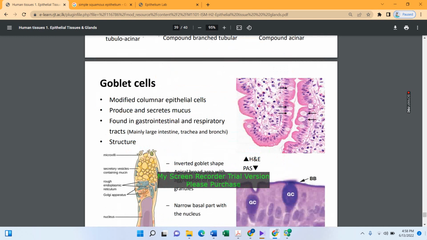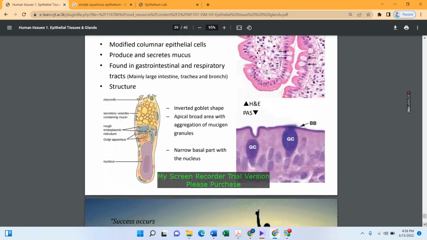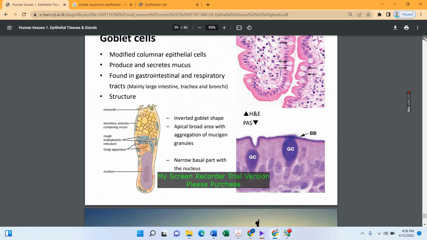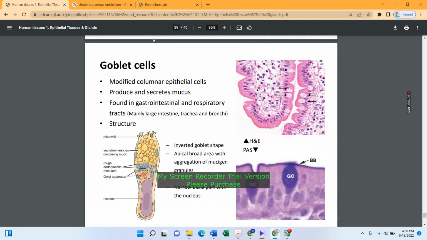Okay, so then the goblet cells are modified columnar epithelial cells that produce and secrete mucus. They are epithelial cells with some modification to produce and secrete mucus. They are found in the gastrointestinal and respiratory tract, mainly the large intestine, trachea, and bronchi.